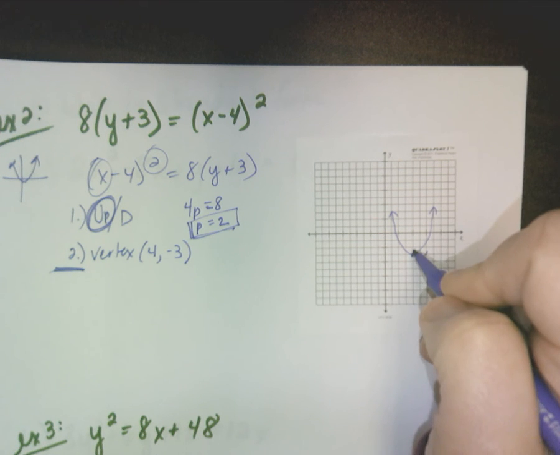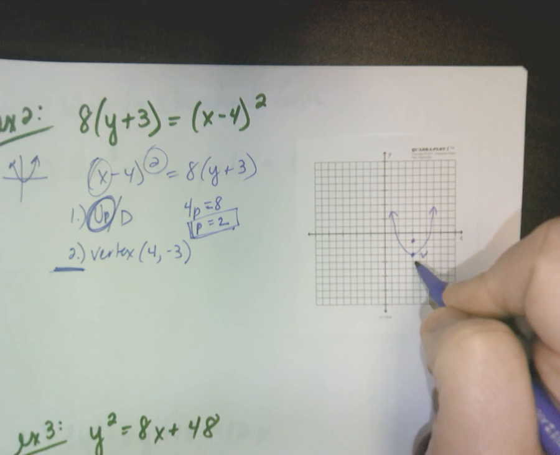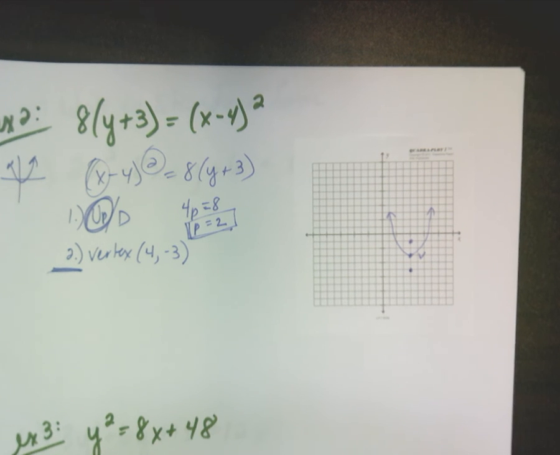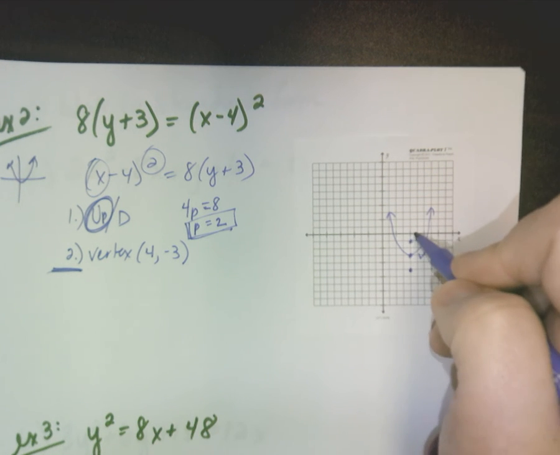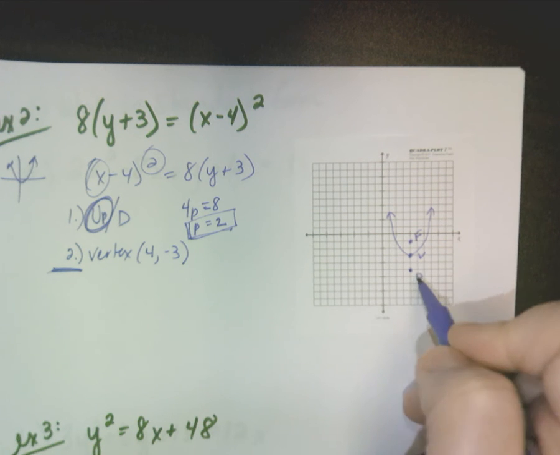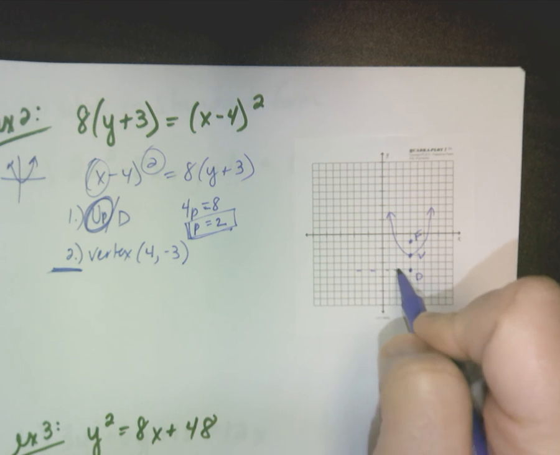So you're going to go up 2, 1, 2. You're going to go down 2, 1, 2. Which one of those dots is your focus? Yeah, the one that's catching it. This other dot is on the imaginary directrix that the parabola is sitting on.